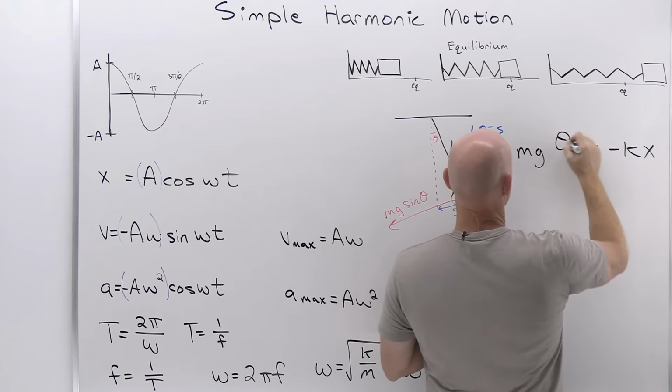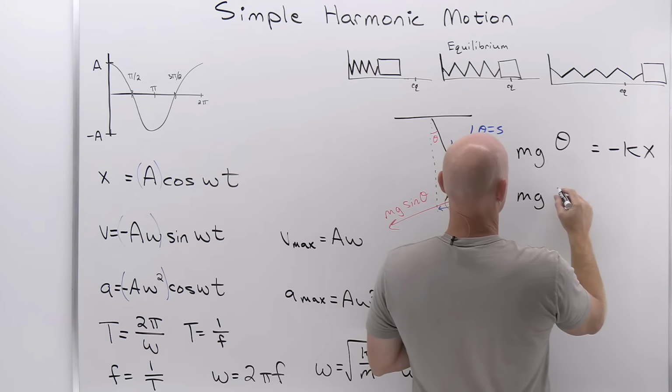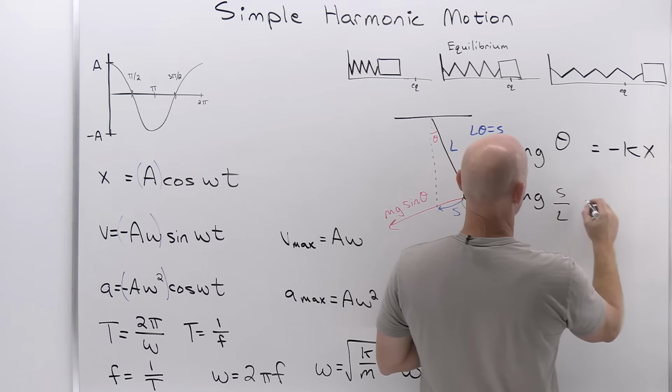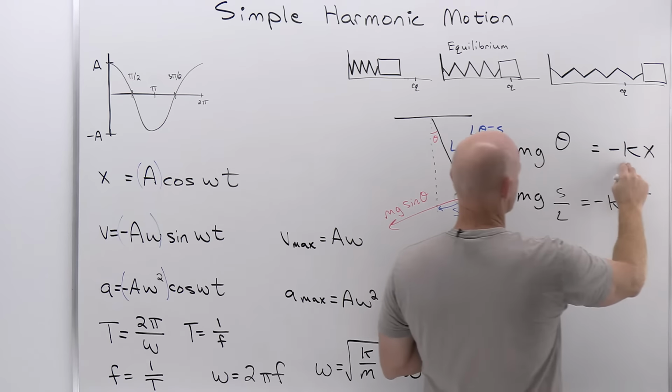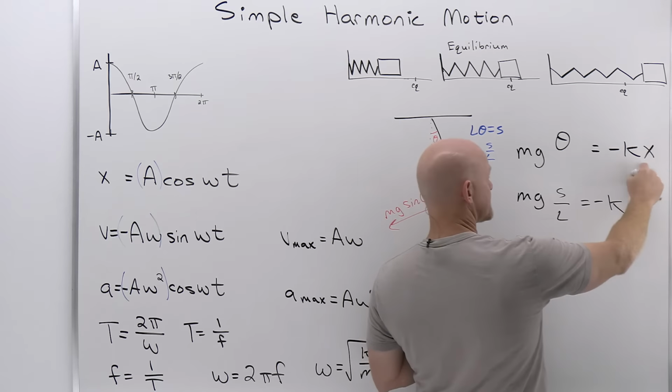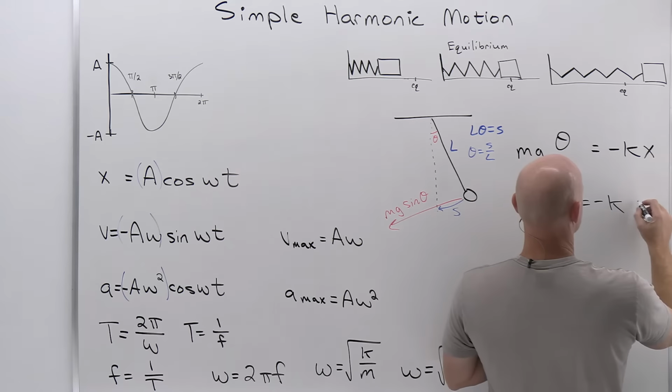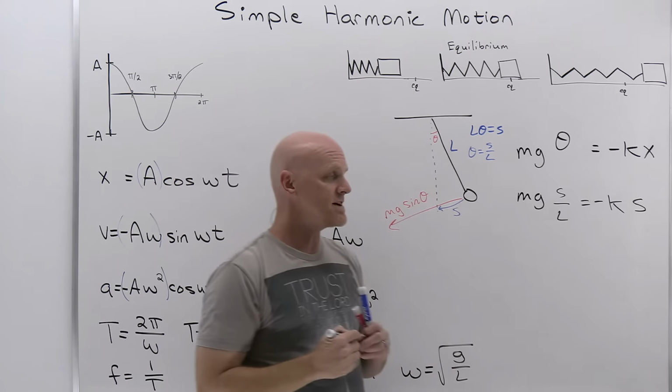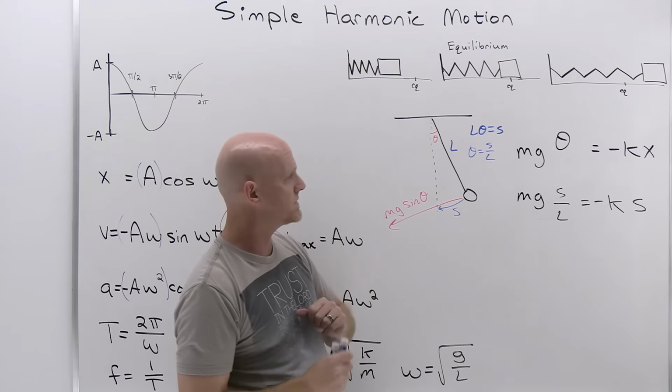Actually, I'll leave that in and just rewrite it. So mg times s over L equals negative k. And instead of looking at this in a Hooke's law context with a linear displacement, we're going to look at it in the context of having an arc length displacement instead, away from that equilibrium position.